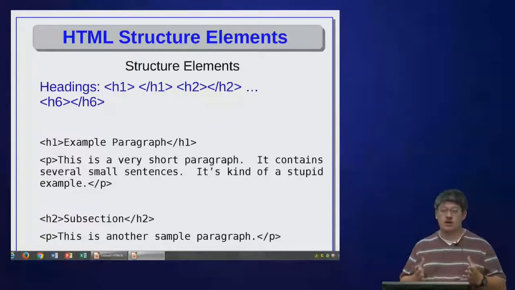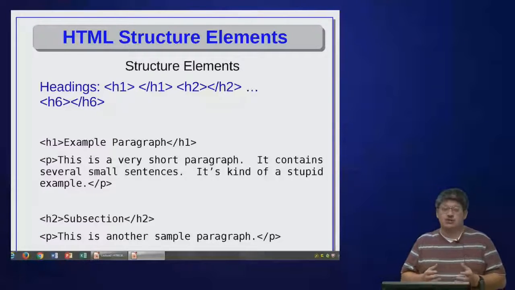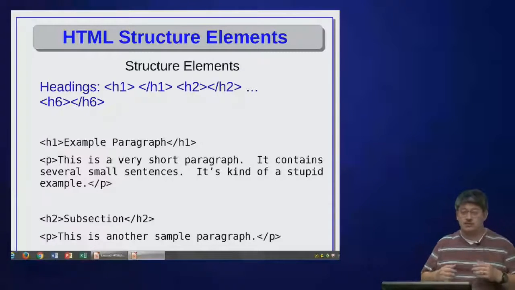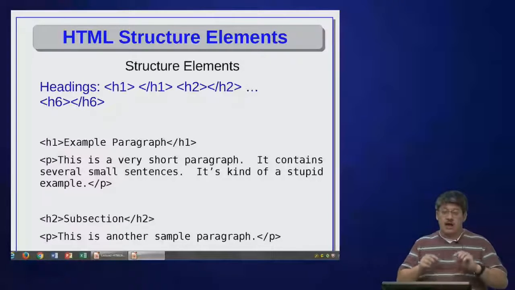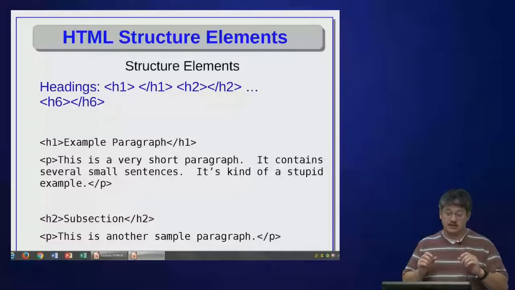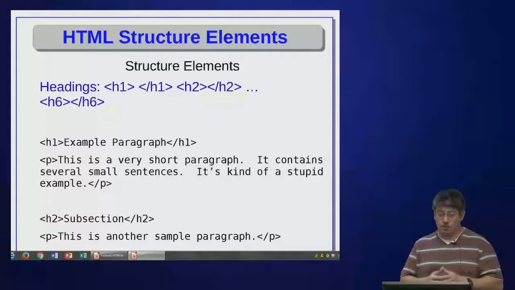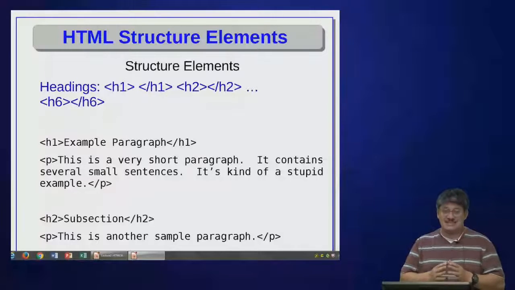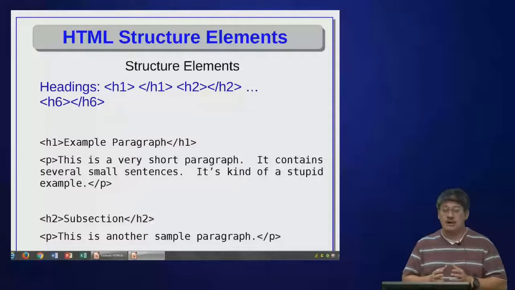Another important structure element is a heading. Headings are used to identify different sections of the document to the user. So we can have some text that identifies that particular part of the content. Headings are usually displayed in a larger font, and they're usually in bold. HTML actually provides 6 different levels of heading. The most important headings are the largest, and they are H1 headings.